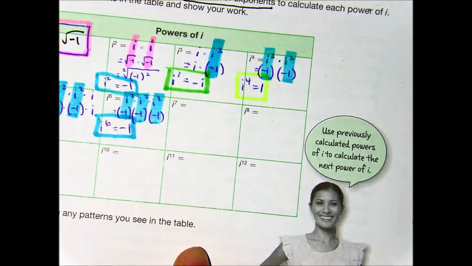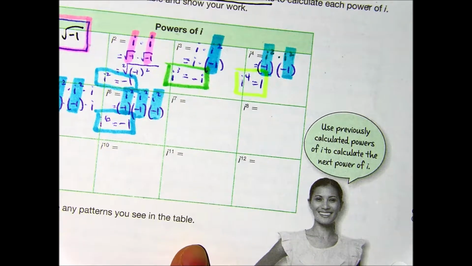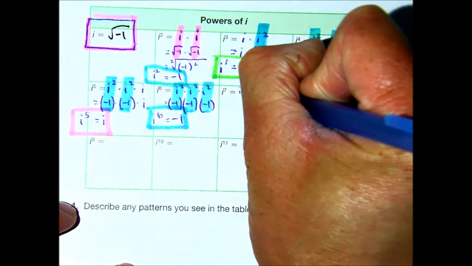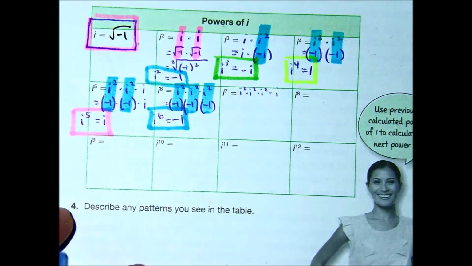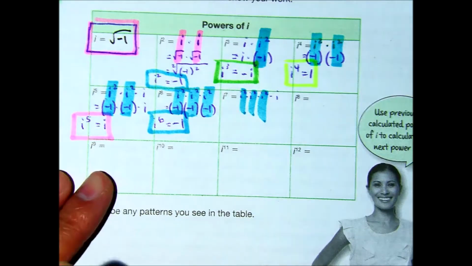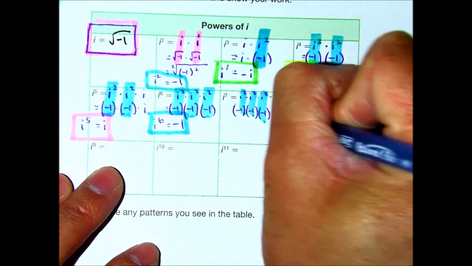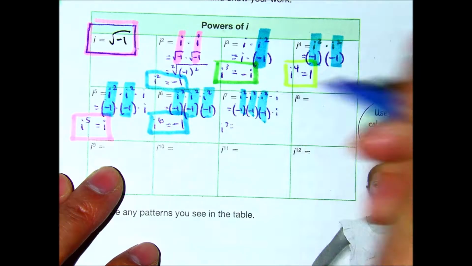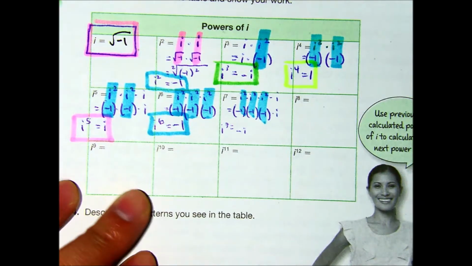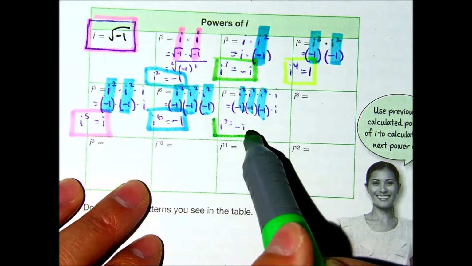Joshua, i to the 7th. And i squared is equal to? So lots of blue here. So I have, Joshua, negative 1 times negative 1 times negative 1 times i. Negative i is correct. Raise your hand if you got that. And you could have done it a different way, right? You could have done i to the 4th times i to the 3rd, or something like that. i to the 4th times i to the 2nd, i times i, would have been fine.